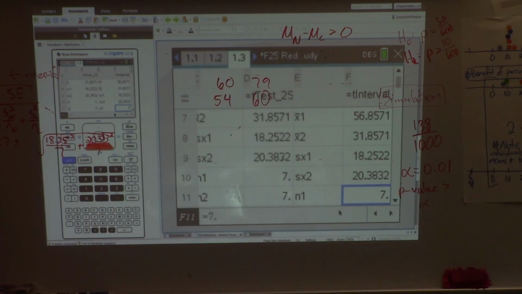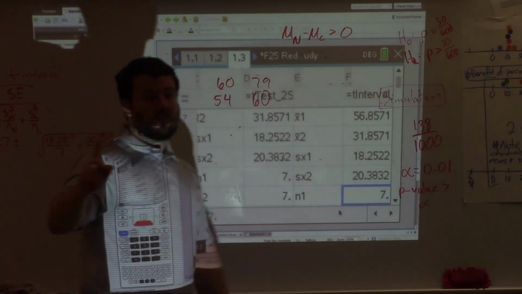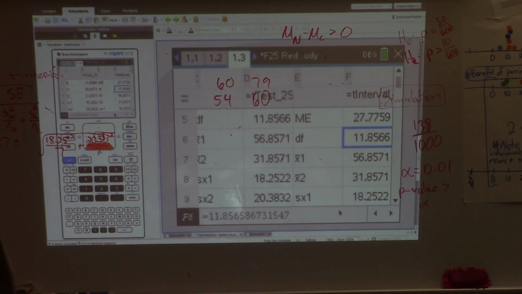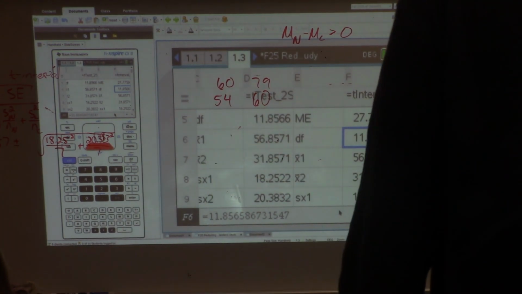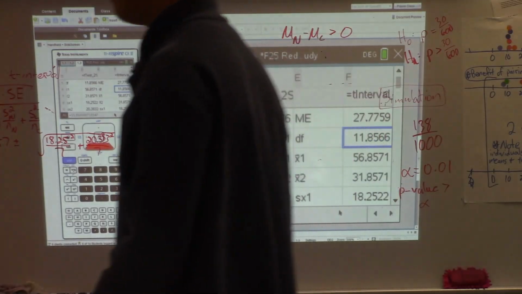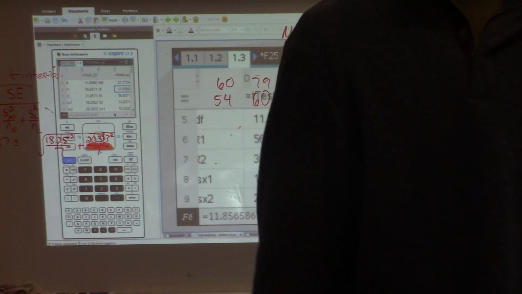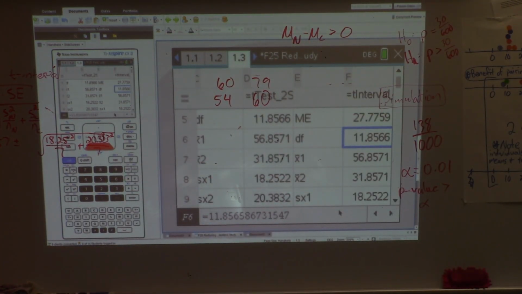7 minus 1. You could. I wouldn't. Does anyone know what degrees of freedom I'm going to use? Remember, the calculator gives me one, doesn't it? So what are we going to do? Okay, so you can do 7 minus 1. It's the more conservative approach. So remember, the calculator is going to spit out a degrees of freedom for you.